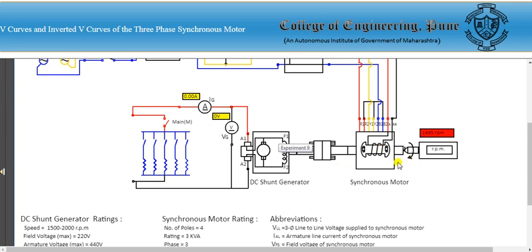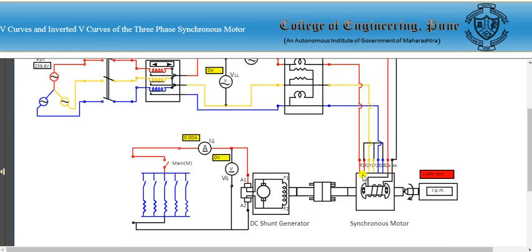Currently the synchronous motor runs at no load, and we have to see the V curves. First, the case when no load is connected, when the electrical load on the DC shunt generator is disconnected. Then we will draw the V curves. In the second case, at full load, we will connect all the loads into the circuit of the DC shunt generator, and then it will act as full load. Then we have to draw the V curves of the synchronous motor at full load.